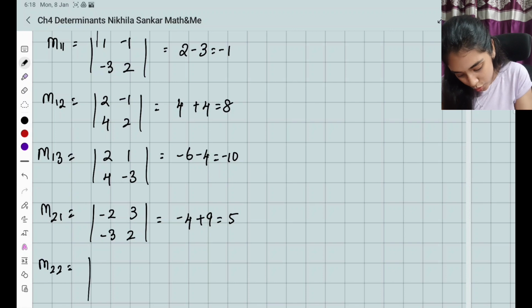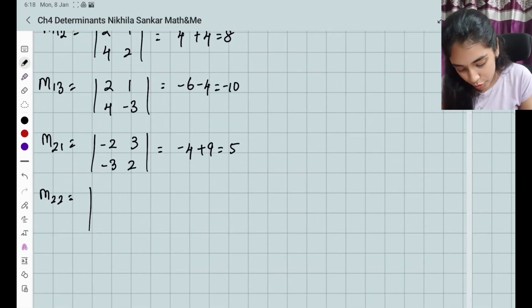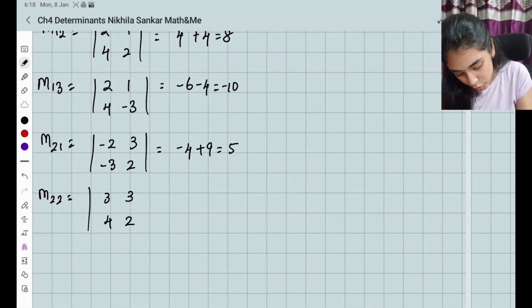Then M22 is going to be the determinant of, when I erase this, 2, 2 in the center row. So this is going to be 3, 3, 4, 2. 3 2s are 6, minus 12, which is minus 6.